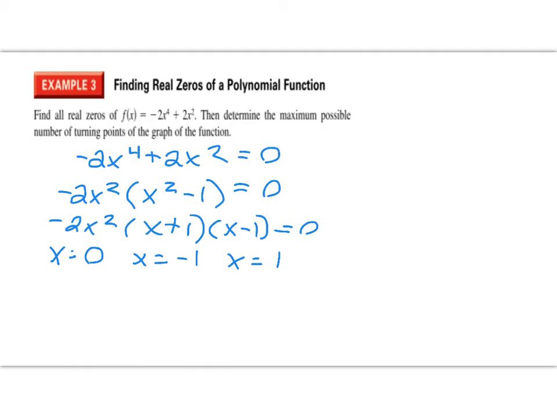And the other thing I need to think about is my turning points. With the turning points, you look at your highest degree and you subtract 1. So there are 3 possible turning points in this case.